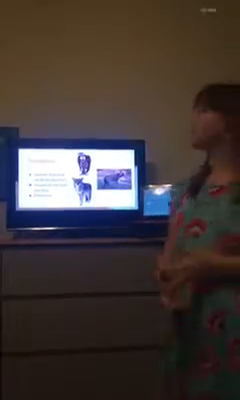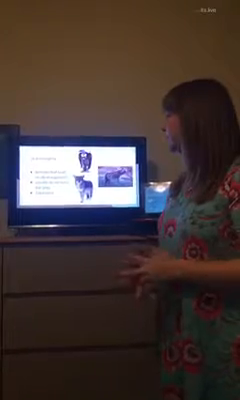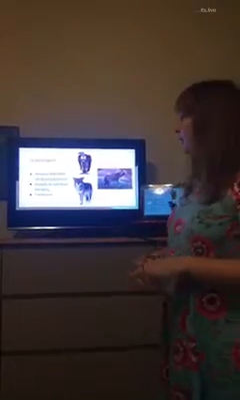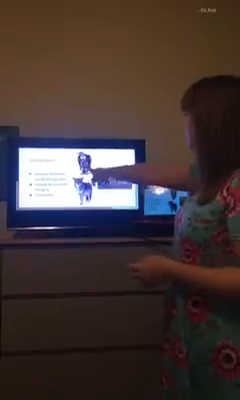Next we have scavengers. So these are animals that feed on dead organisms. They usually do not hunt live prey, and they are carnivores. So we have the hyena, vulture, and the coyote.